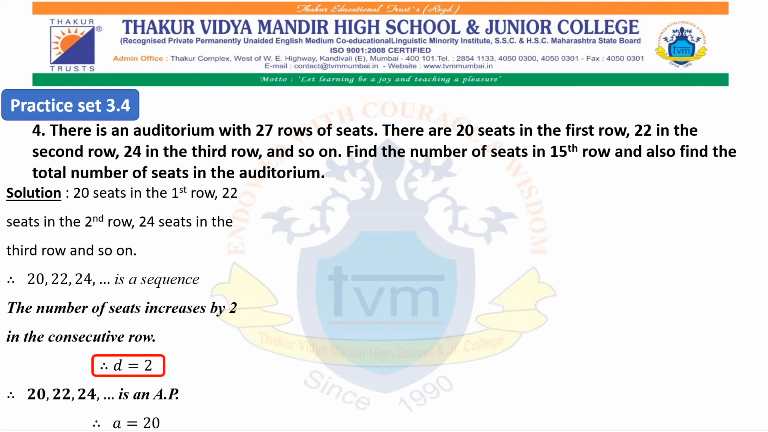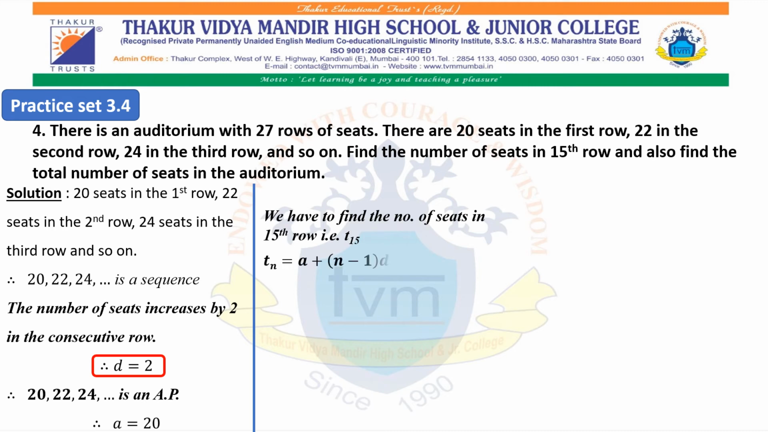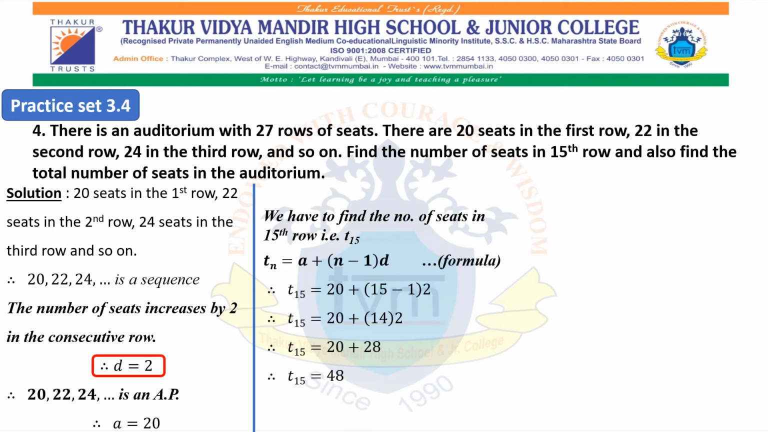They have asked us to find the number of seats in the 15th row. Means by applying the Tn formula, we can find that. Let us first try to find that. We have to find the number of seats in the 15th row, that is T15. We will apply the Tn formula. We will substitute its values and we will get the value of T15 as 48.